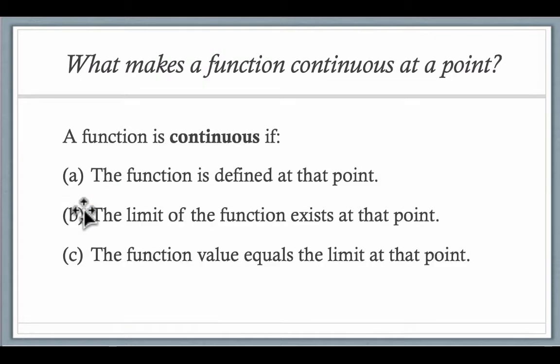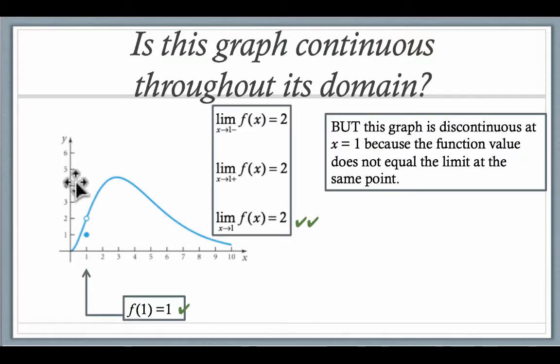So just to review, what makes a function continuous at a point? It's continuous if it is defined at that point, if the limit of the function exists at that point, and if the function value equals that limit at that point. So if I were to have a function where my function value here was 1 and all these limits were also 1, well, then that would be a continuous function. In layman's terms, a function is continuous if there are no holes in the graph, like we saw in this first example.